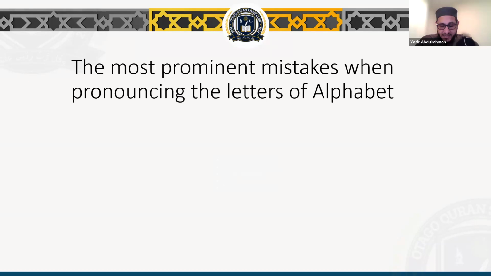The sixth one is mixing the sound of seen with a zai, as in the word wasjud, they say wazjud. Or the word al-masjur, they say al-mazjur. Or the word rijs, they say rijz, right, like this. So that's also because of the dialects. Some people's dialects influence that.